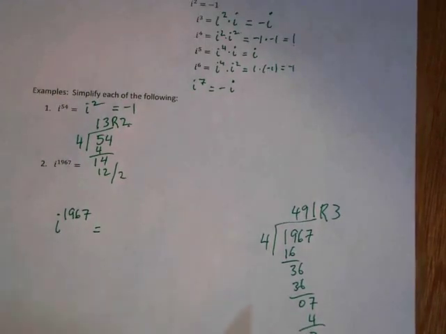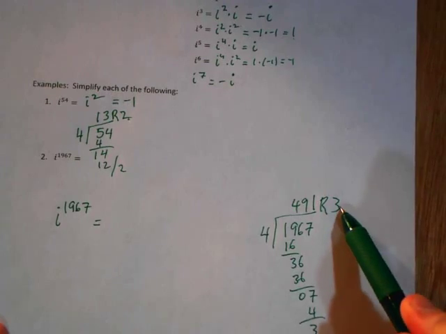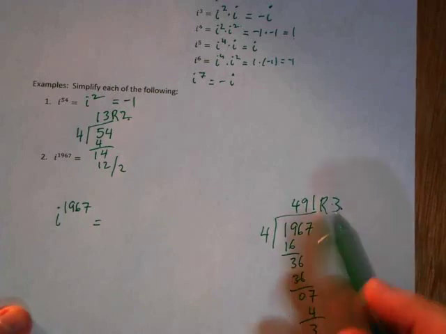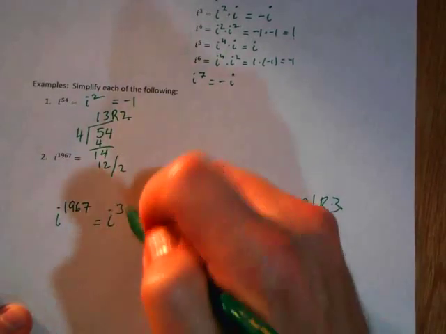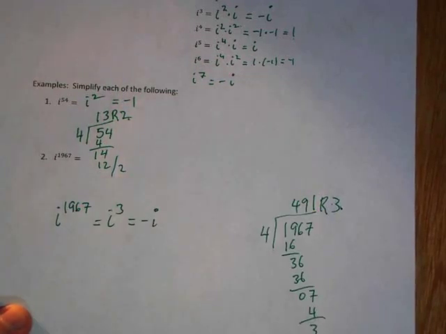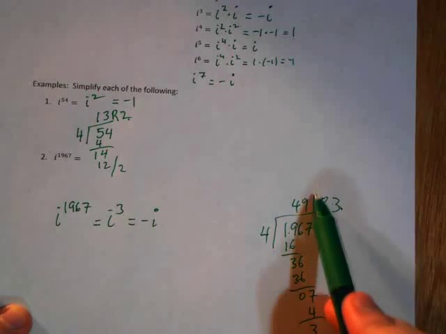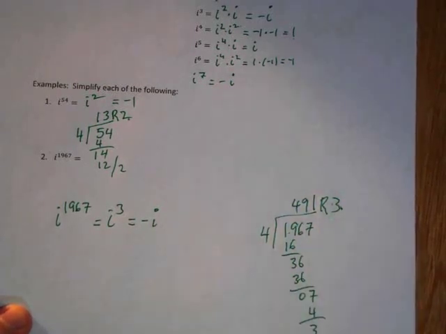And you can divide by your calculator. The key is, though, you need to recognize what your remainder is, because your calculator doesn't give you remainders. So if you can figure that out, that's great. Otherwise, divide by hand using long division. Anyway, this is the same as i cubed, and i cubed is negative i. So for 1967, we cycle through the pattern 491 times and get to i cubed.